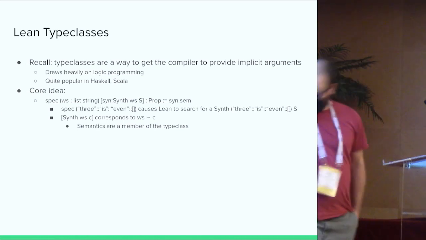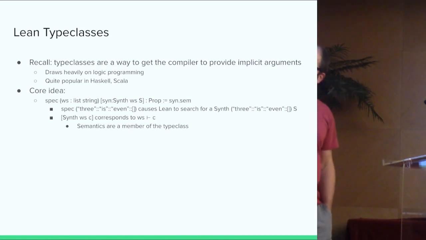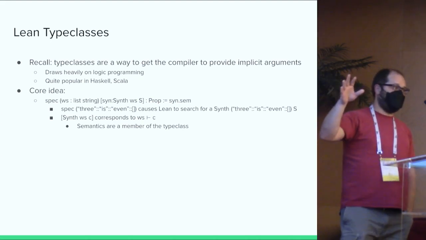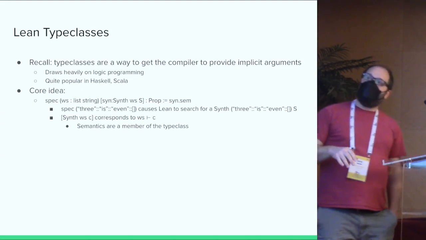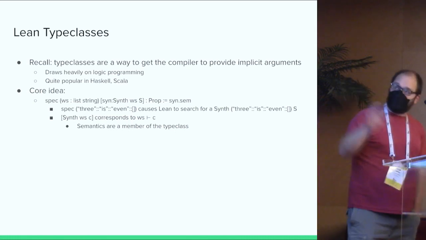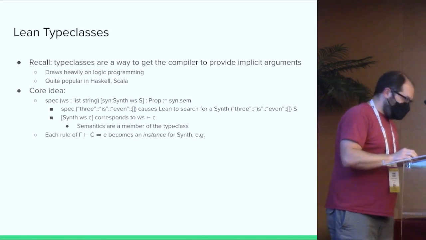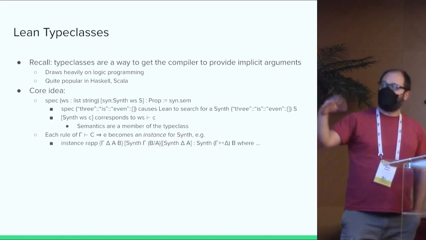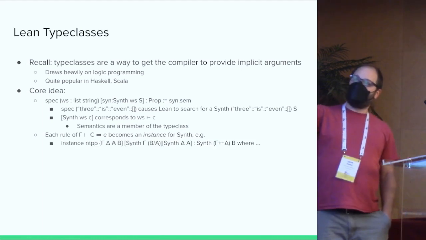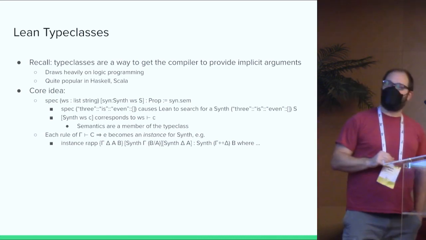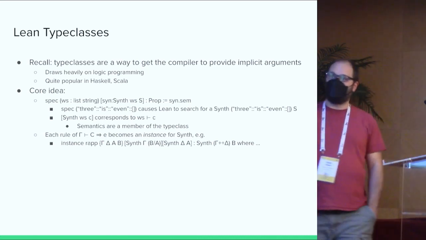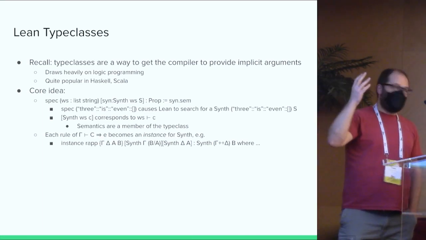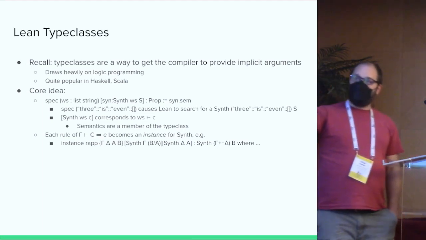So if you can see, or if you can't, the definition of that function, the body is just returning the semantics member, the sem member, of whatever the compiler finds for us. So each rule then becomes an instance for synth. The fact that we're doing this in Lean and doing this with categorical grammars is the novel part, but the rest of this is sort of how type classes work.